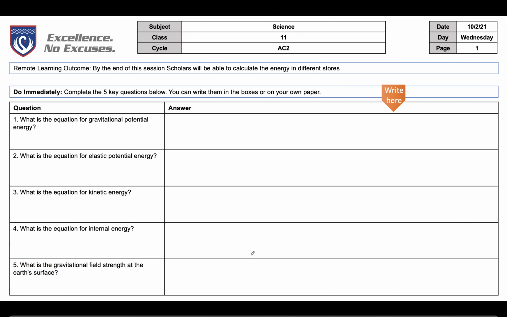Okay, so let's go through some answers. The first question was, what is the equation for gravitational potential energy? It is EP, potential energy, is mass times gravitational field strength times the change in height. Question 2 was, what is the equation for elastic potential energy? So the energy stored by a spring.